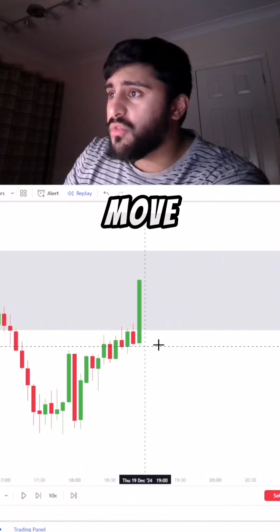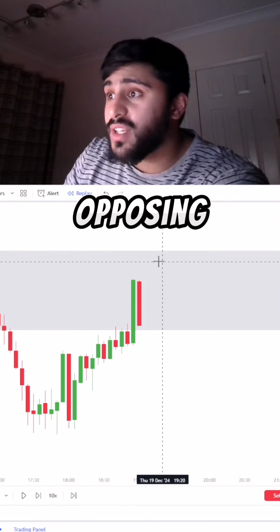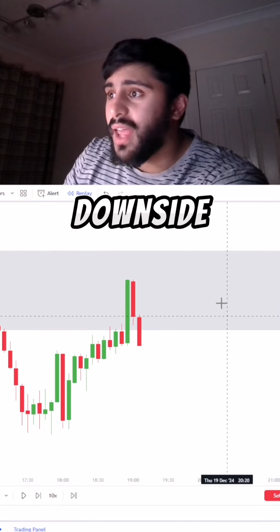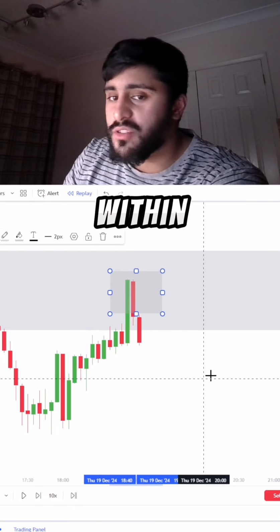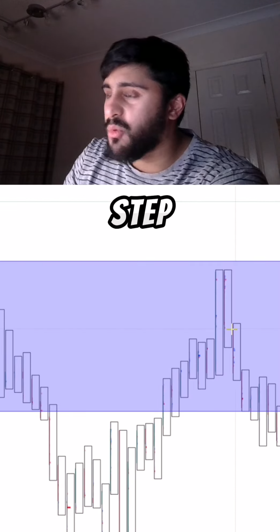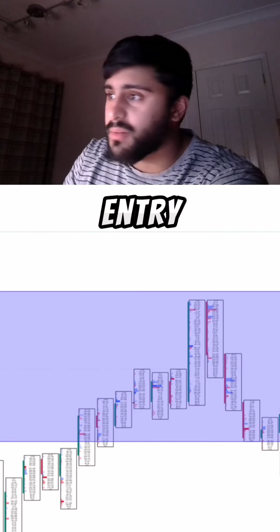When we have an aggressive move into a bearish fair value gap, and then we have the opposing candle give us an aggressive move to the downside, and then price breaks this area over here, you need to understand as a trader what is happening within this region, right? So let me explain to you the third step once you have your fair value gap and lower time frame entry.